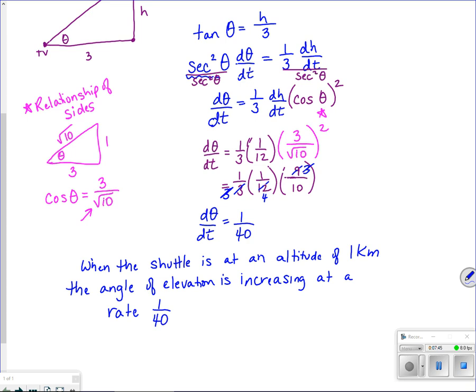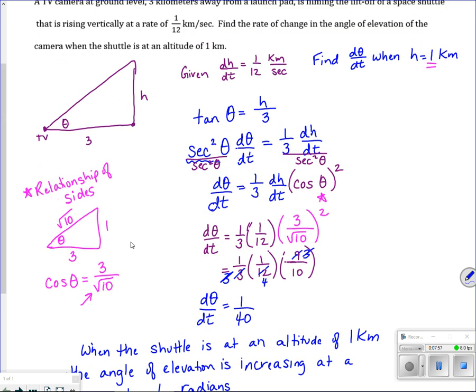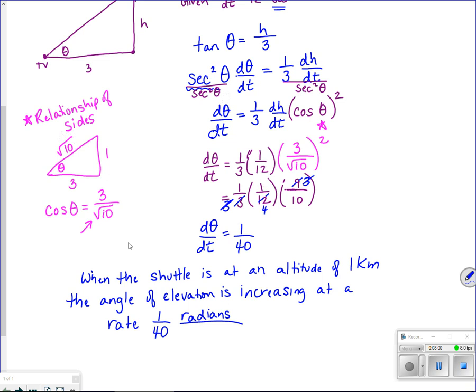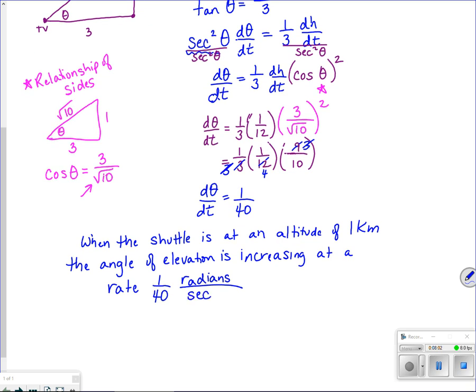Units for angles, again, we're always in radian mode, so it's always radians per time. In this case, it was seconds. If we look back, it was kilometers per second. So our angle is going to be radians per second. So the shuttle is at an altitude of 1 kilometer. The angle of elevation is increasing at a rate of 1/40th radians per second. So there you go. That's how you do it if there's trig.